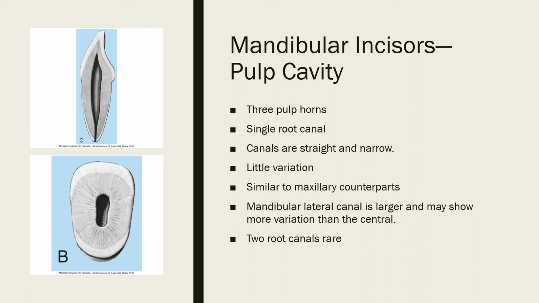The mandibular lateral pulp canal is going to be a little bit larger and show more variation, of course, than what? Than the central, okay? Because it's bigger, wider, stronger, all right? It's rare for either of these to have 2 root canals. So if the patient does need root canal treatment or root canal therapy, they can expect it just to be 1 single canal.